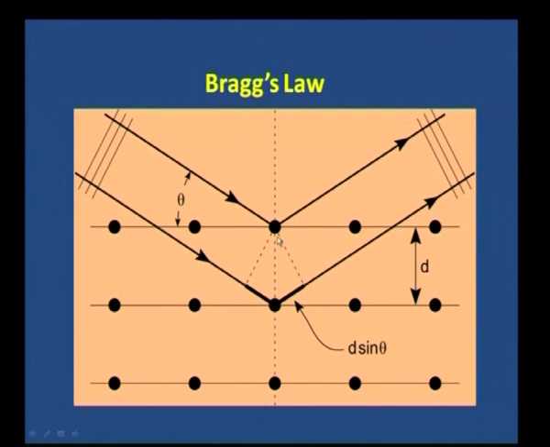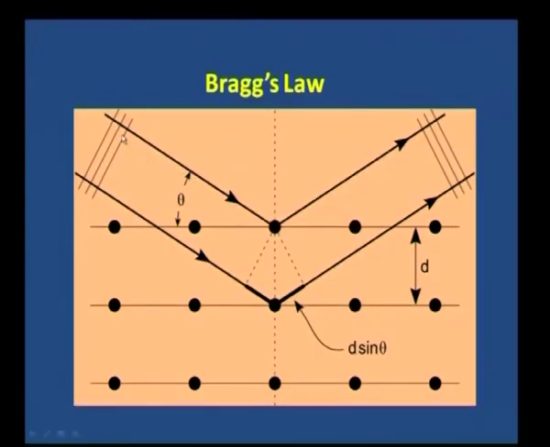So the vertical component here, if this is theta, should be d sin theta. This will be d sin theta, and this will also be d sin theta. So, what is the path difference? In optics, there will be constructive interference between any two rays of light or any two beams when the path difference is an integral multiple of lambda.